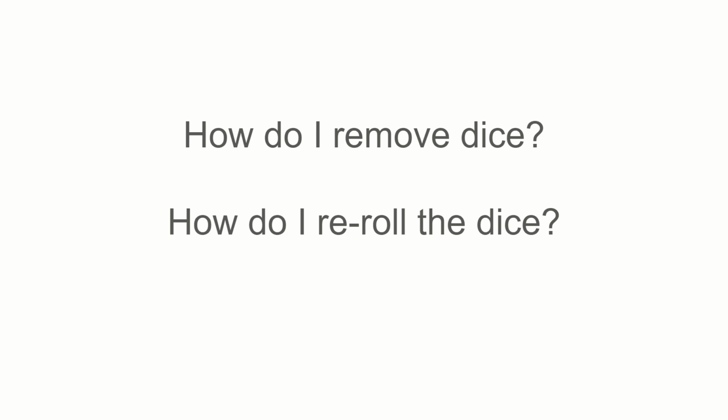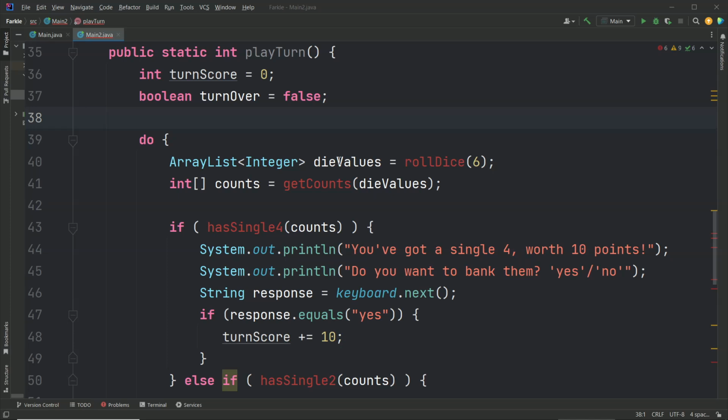A lot of people wanted to know, if the player elects to bank their score, how do you remove the scoring dice? And then at the end of all of their decisions, how do you re-roll the remaining dice? So far, the way that I've thought about organizing mine is I've got a play turn method. I've got a turn score, which is all the points that accrue over the course of a turn. And I have a Boolean called turnover that keeps track of whether or not the turn is still active or whether or not it's ended.